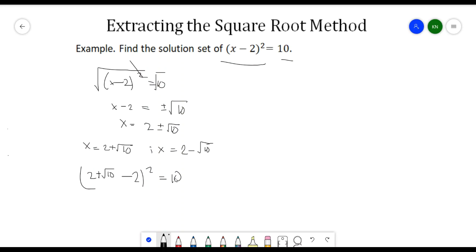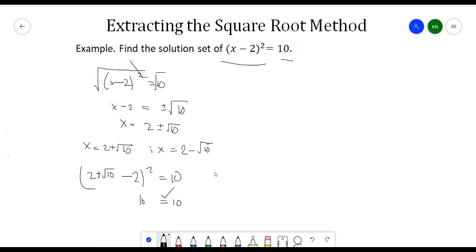If that is equivalent to 10, meaning to say it is the solution set of the problem. So if you try to calculate that on your own, that is equivalent to 10. So meaning to say, this one is a solution set of our equation.